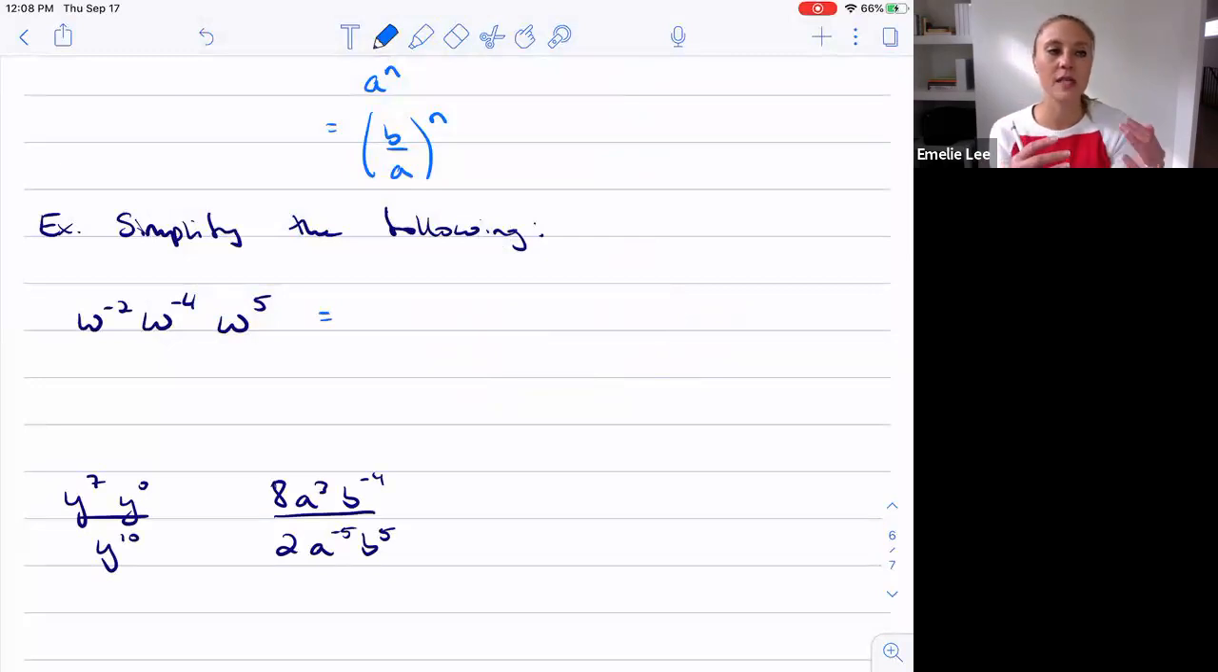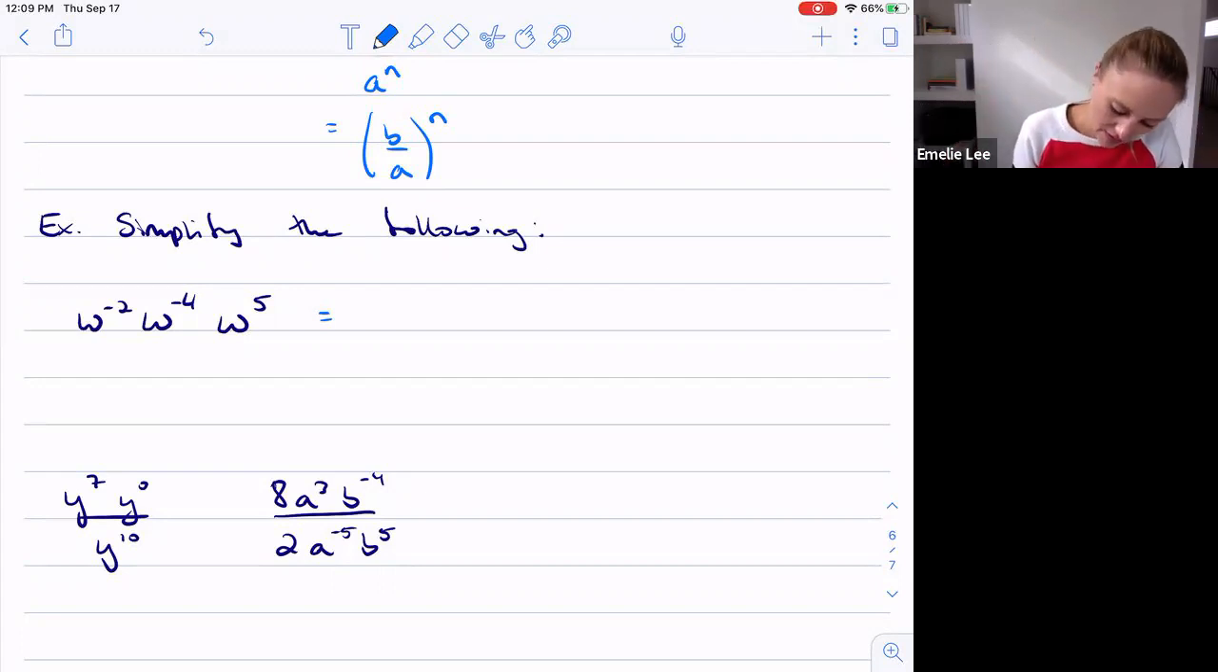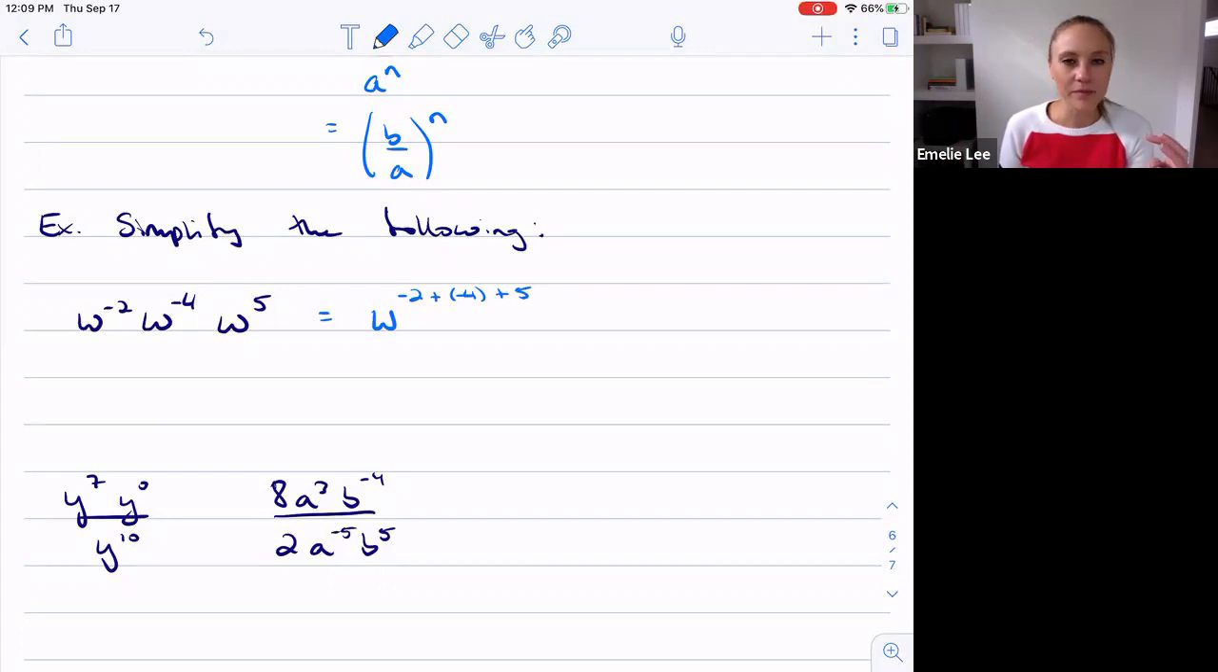So that first law says that as long as we have the same base and we're multiplying the same base, we can just add the exponents to combine them, right? And that applies for 2, 3, 4, 5 bases, as long as it's all the same base. So we've got w to the negative 2 plus negative 4 plus 5. So I like to do plus negative, right? Because otherwise I might miss it, or I just want to make sure that I capture all my negatives because it's going to make a big difference.